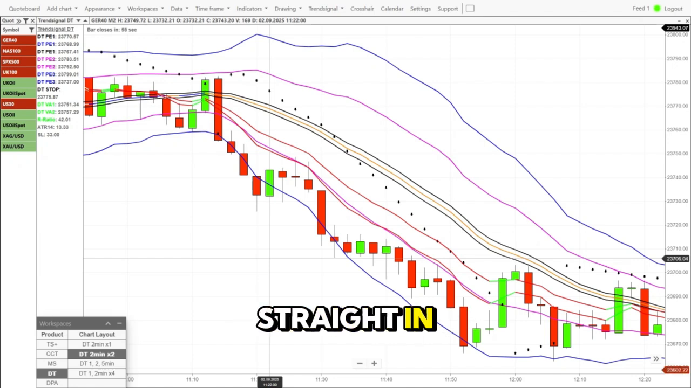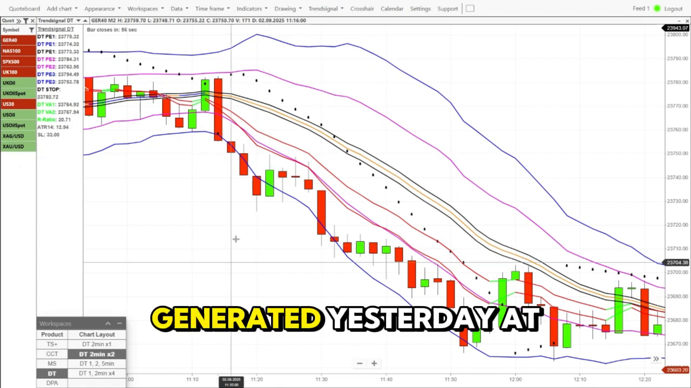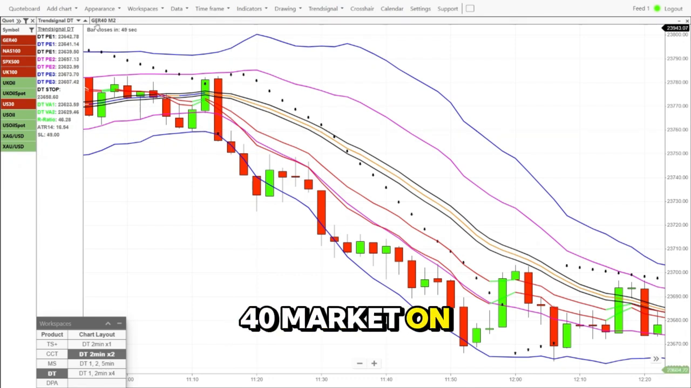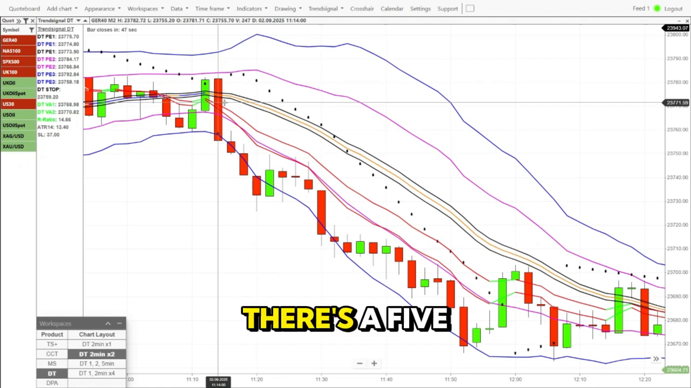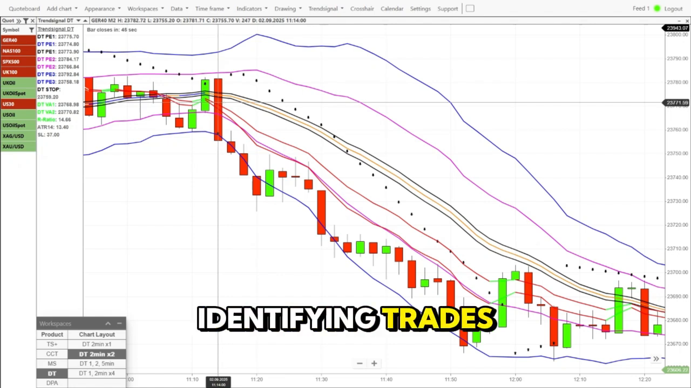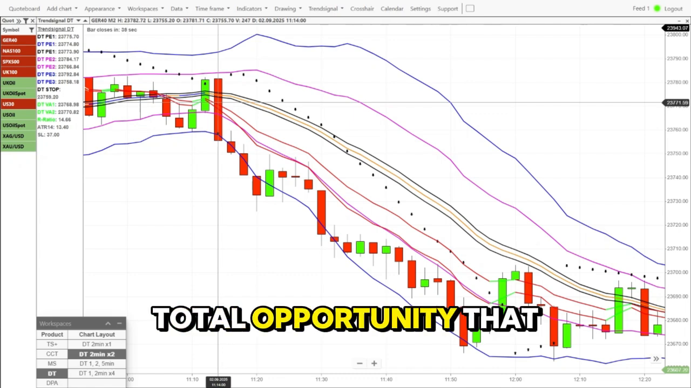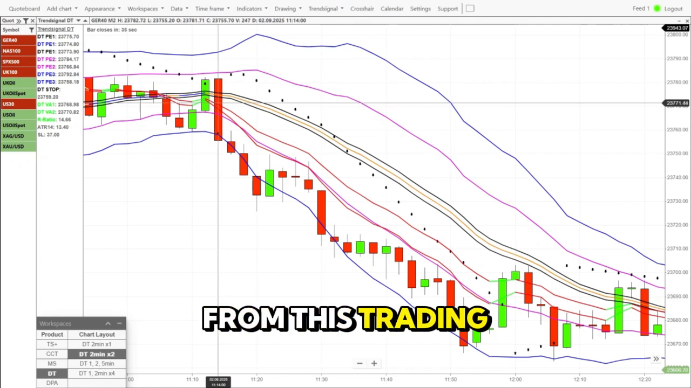But let's jump straight in, have a look at a short opportunity generated yesterday at 11:15 in the morning on the German 40 market, the DAX. We're looking at 2-minute candles. There's a 5-step process for identifying trades. I'll go through it quickly, and then we'll run through the opportunity. We'll look at what we took, and we'll also look at the actual total opportunity that was available from this trading position.